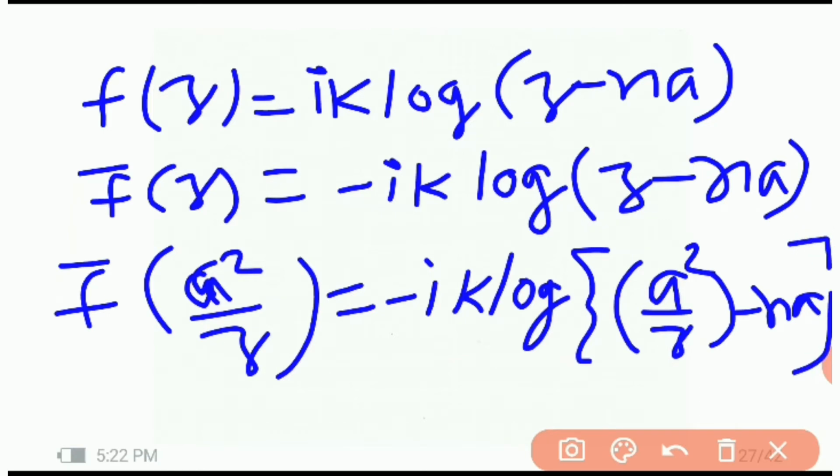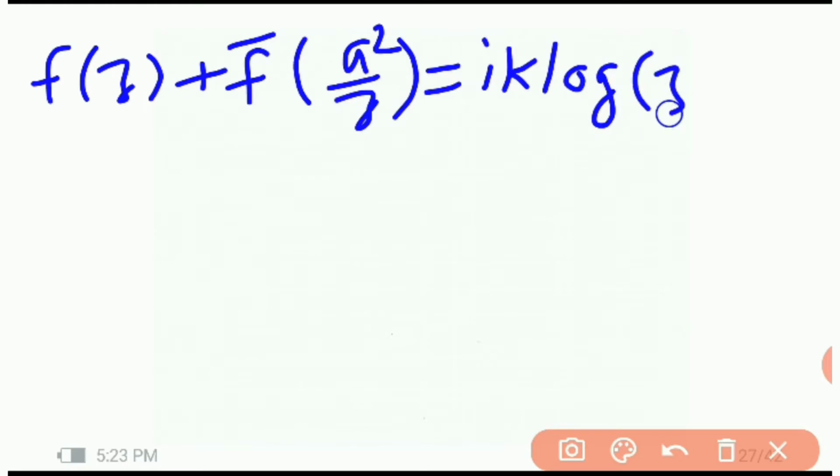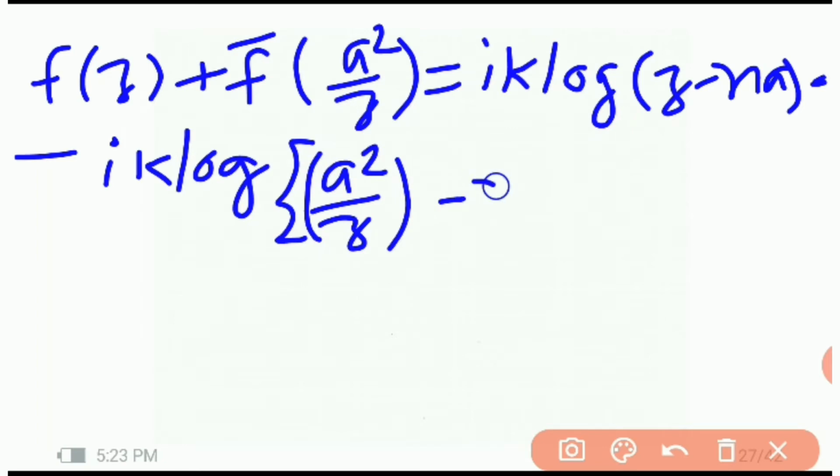When the cylinder of section |z| = a is introduced into the field of flow due to the vortex, the complex potential is f(z) + f̄(a²/z) = ik log(z − n) − ik log(a²/z − n).